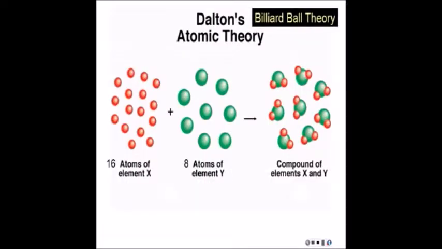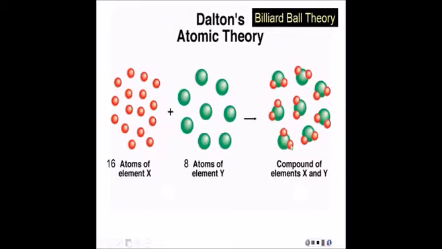So this is Dalton's billiard ball theory. Now, if you take a look at it, we have some atoms of element X. We're going to take 16 of them. And he said if you take 16 of element X, they might combine with 8 atoms of element Y to give us a compound.